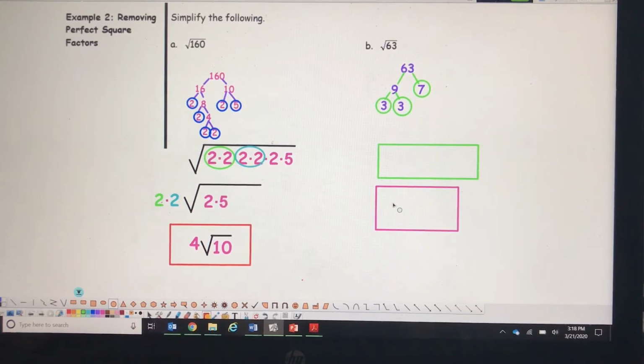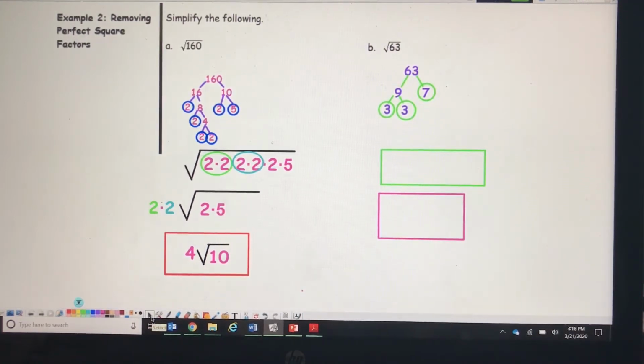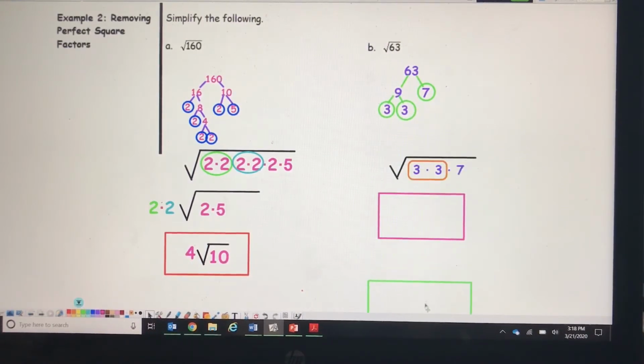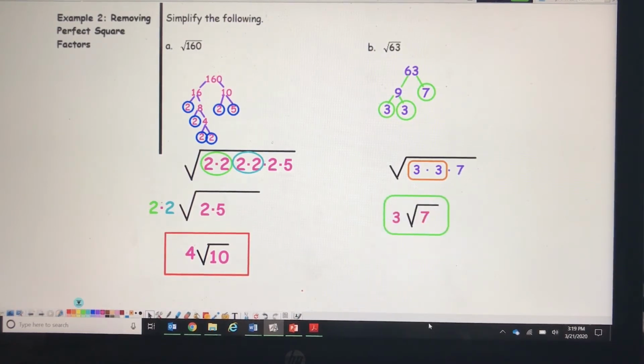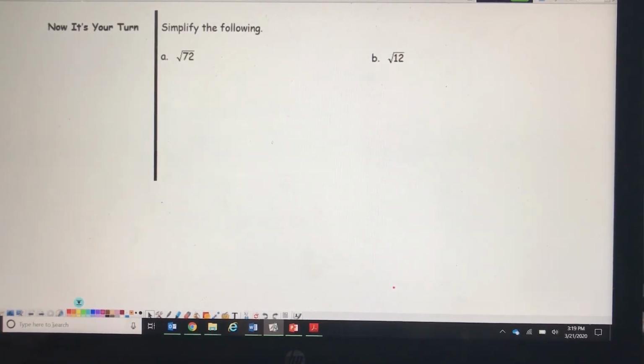Now that I notice every branch has a circle, I am ready to write it underneath my radical. 3, 3, and 7. The only pair I have here is 3. Therefore, I bring it out as just one 3 to get 3 square root of 7. Now is a good time to pause the video and try these on your own.